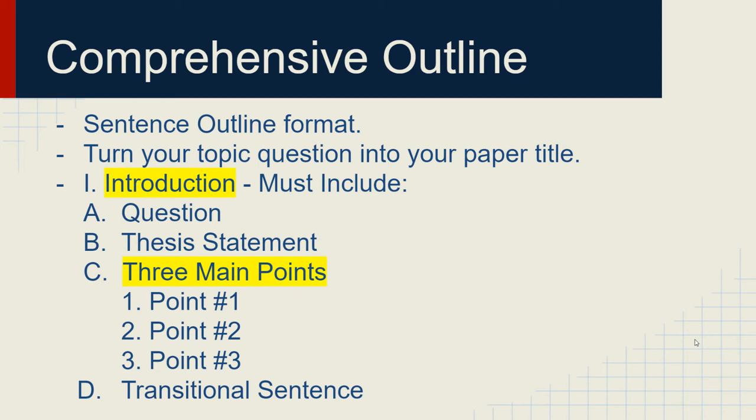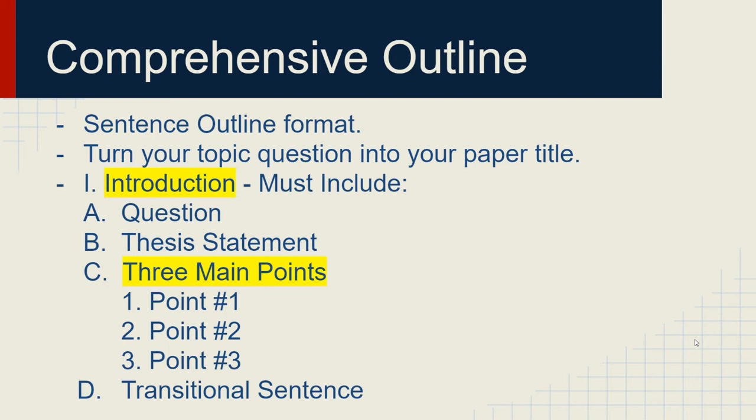And again, if you're looking at the example that I had posted to Classroom, you can see how that was done. As I go through these slides, anything that is highlighted in yellow, you put on your outline exactly as you see it on the presentation. For instance, for Roman numeral 1, you actually type out the word introduction. However, for A and B, you do not type out the word question and thesis statement. You type out your question again as it appears on the topic sheet, and then you write out your thesis statement.